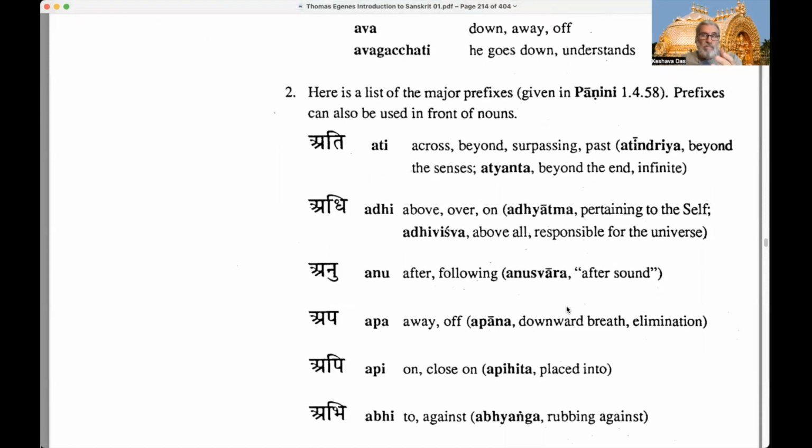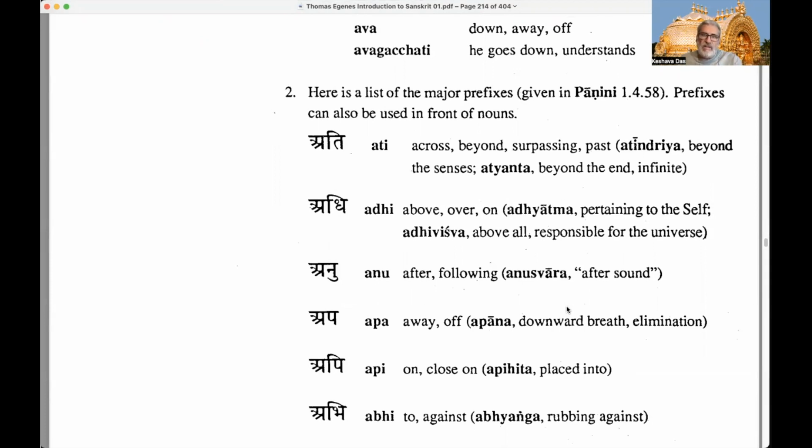Up until now, we've been using these upasargas or prefixes only in front of verbs and to change the meaning of verbs. But what is being said here is that these prefixes can also be put in front of nouns and they can change the meaning of nouns. So the first one is ati.